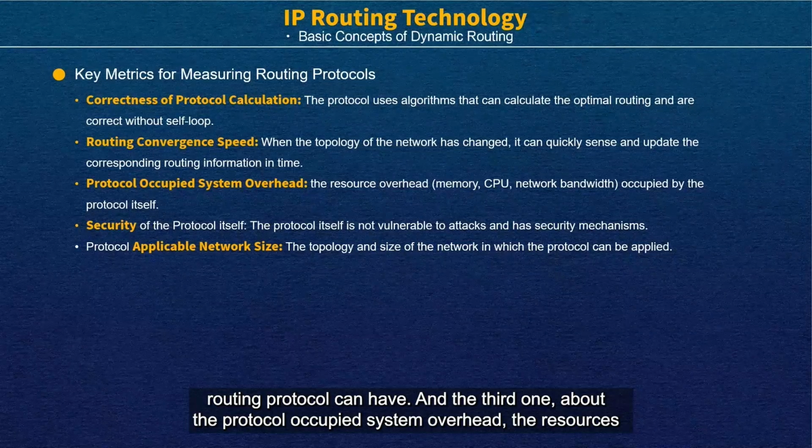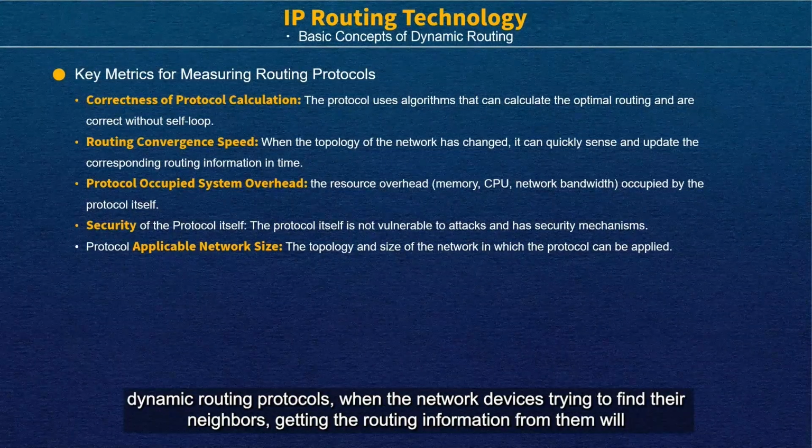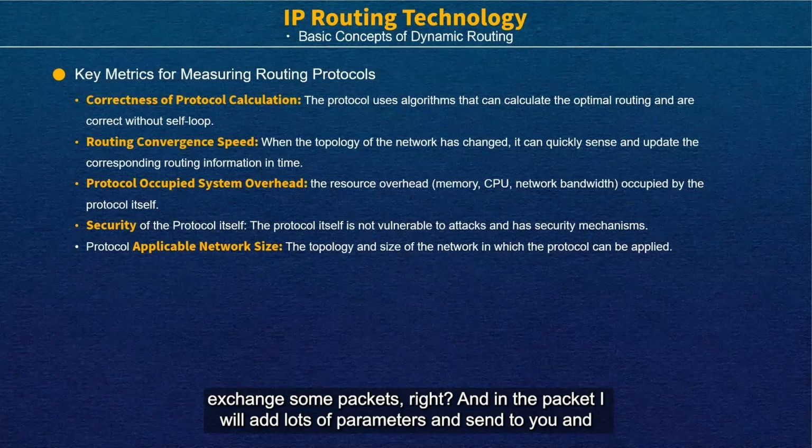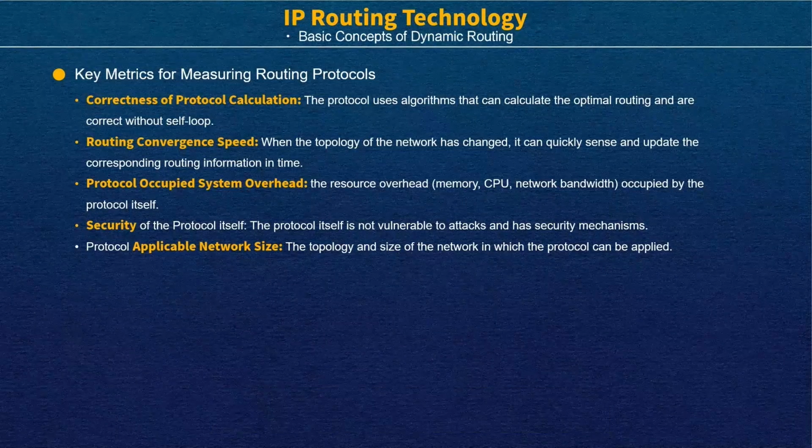And the third one, the system overhead occupied by the protocol. The resource overhead, like the memory, CPU, and network bandwidth occupied by the protocol itself. Because for all dynamic routing protocols, to find the neighbor and get the routing information, all of them will exchange some packets, right? And in the packets, I will add lots of parameters and send them to you. And then you will receive the information that will help you to calculate the routing information.